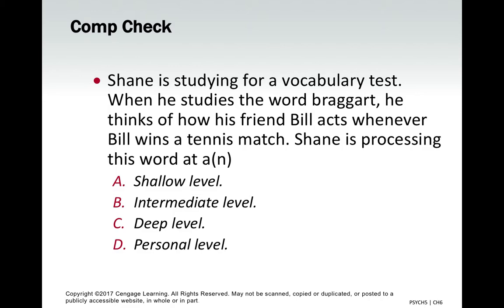Okay, welcome back. You should have put deep. I believe in the previous video we talked a little bit about deep versus shallow processing. Shallow is just kind of like, if you're trying to memorize a phone number, you say it over and over again, or if you're trying to memorize a list, you just say the list over and over again. Whereas deep would be trying to find some kind of personal connection to it, or something that just makes it easier to remember for you personally. Make it silly, make it interesting, make it connect to something you know, like this person, Shane, connecting braggart to his friend Bill. That's a personal connection. Although, granted, D is personal level, that's not really something we talked about. It's deep versus shallow processing of information.